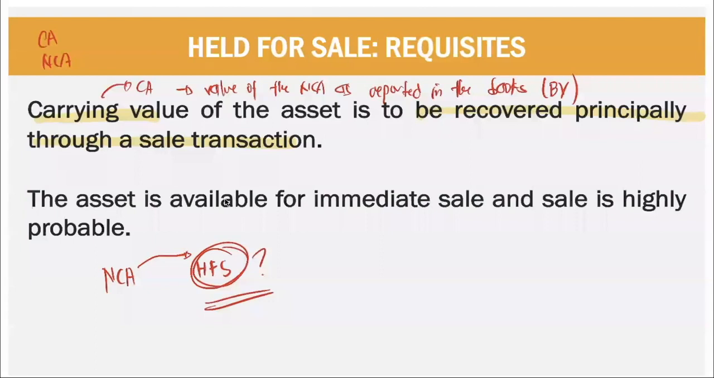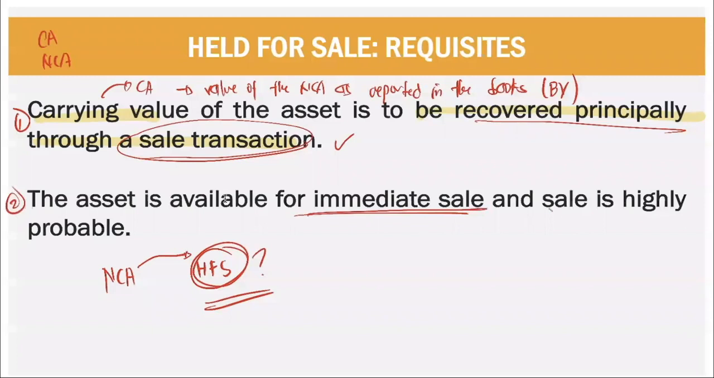Now, if that book value of your asset is to be recovered principally through a sale transaction, you already know what a sale transaction is. So if there is a sale transaction out of that non-current asset, we meet this criteria. So the first criteria is that we will recover the value through a sale. The second criteria is that it is available for immediate sale and the sale is highly probable.